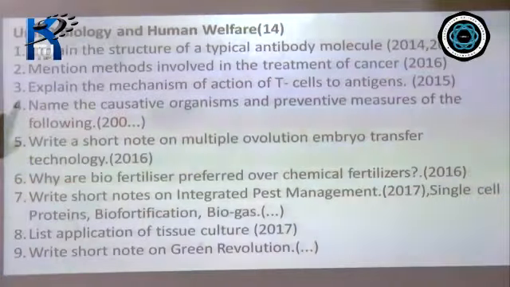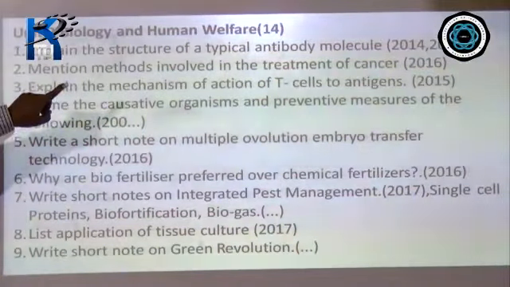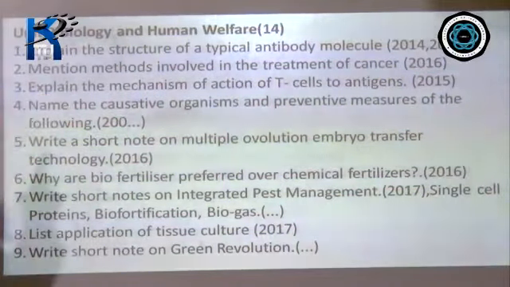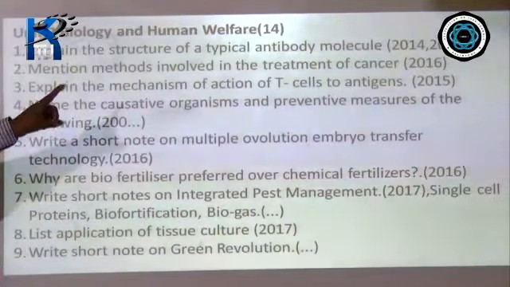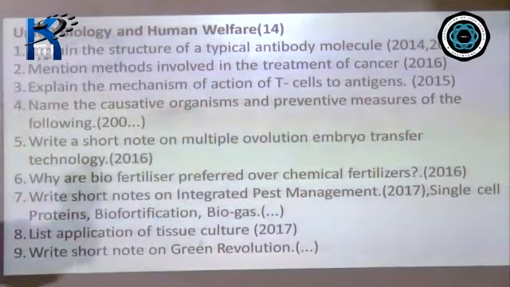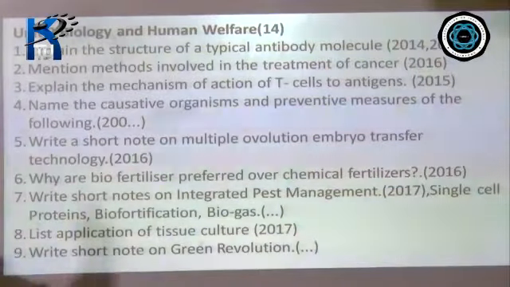In this, explain the structure of a typical antibody molecule, that Y-shaped structure. You have to go through that properly, all that paratope, epitope, the heavy and light chains, all that part, the zip-like structure more or less.